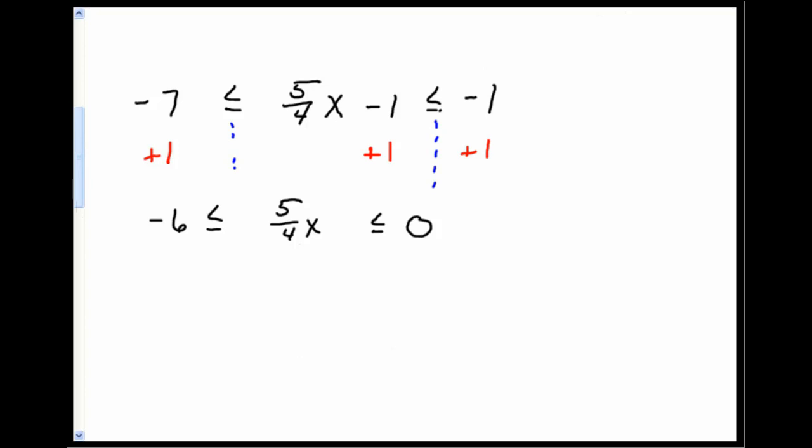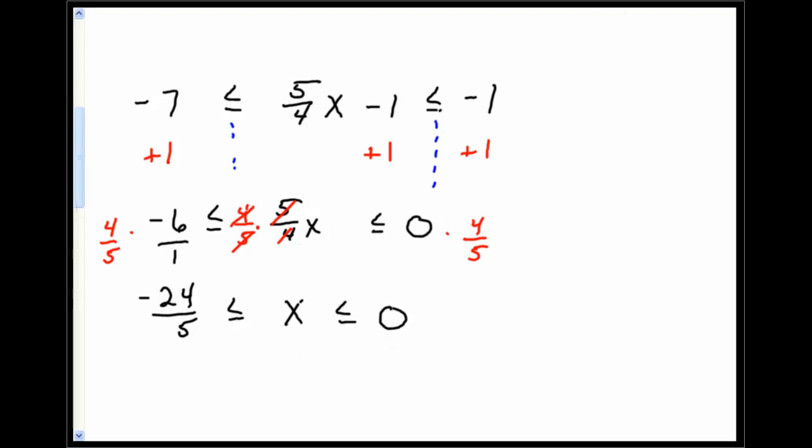Now, if you've got a fraction multiplying the variable, multiply it by its reciprocal, which is 4/5. But remember, multiply every part of this inequality by that 4/5. If you want to write your negative 6 as negative 6 over 1 because you're multiplying fractions, that's okay to do. So 4/5 times negative 6 will give us negative 24/5 is less than or equal to, now product of reciprocals is 1, so we have our x in the middle, is less than or equal to 0 times anything is 0.